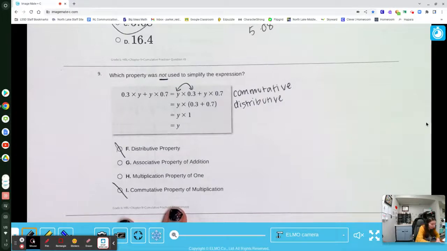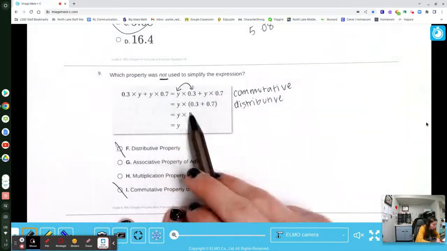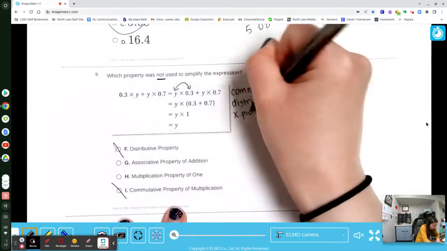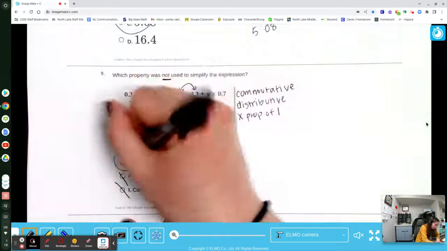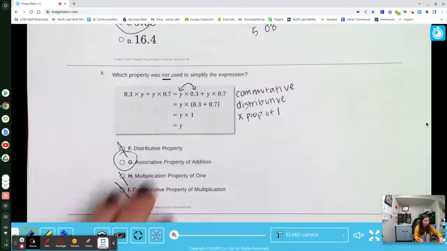All right, next, they recognized that adding those together would create 1, and when you multiply y by 1, you just get y, and that is called the multiplication property of 1 because it tells us what happens when you multiply by 1. So the only thing they didn't use was the associative property. They never changed the grouping. They never took grouping symbols and moved them to a different spot.